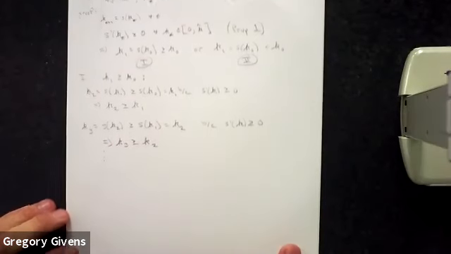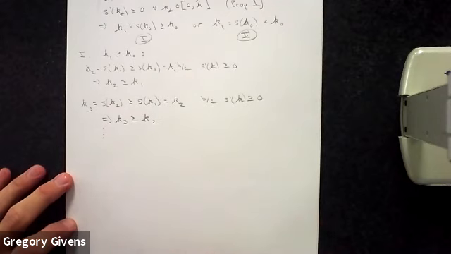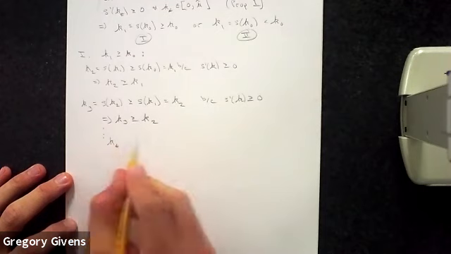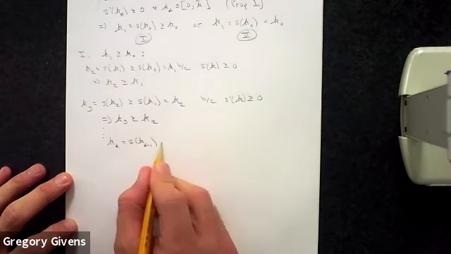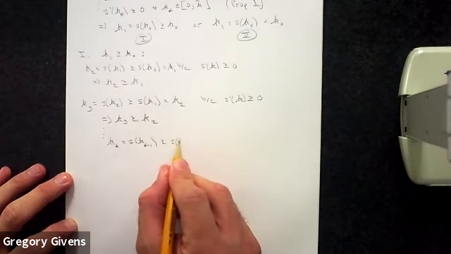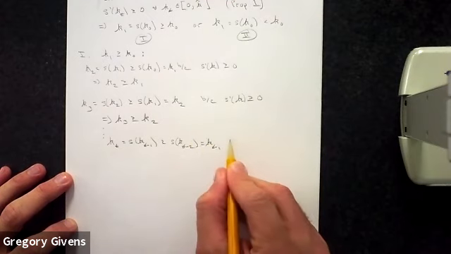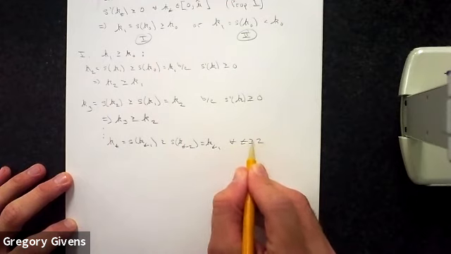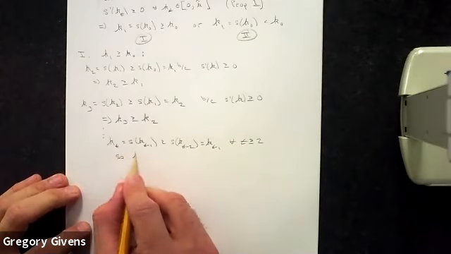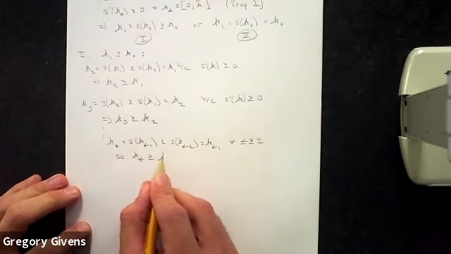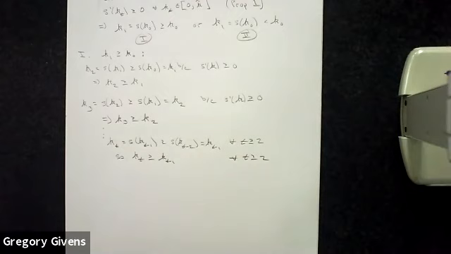We can do this for an arbitrary number of periods, but what we're going to find by induction, we can show that K_t, which is equal to S of K_{t-1}, will be bigger than or equal to S of K_{t-2}, which is equal to K_{t-1}, for all t bigger than or equal to 2 in this case. So K_t is bigger than or equal to K_{t-1} for all t bigger than or equal to 2.